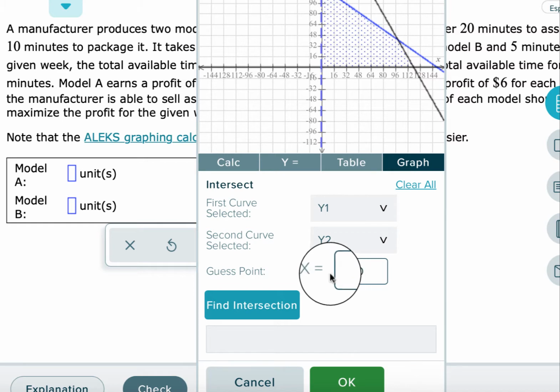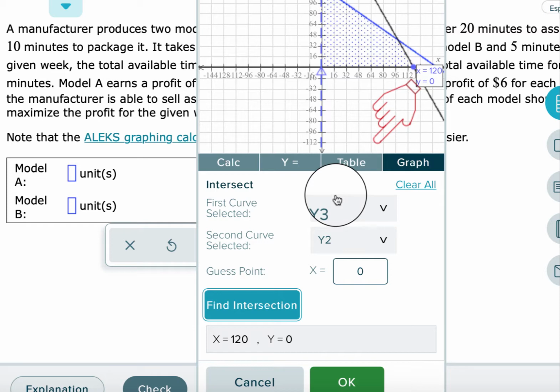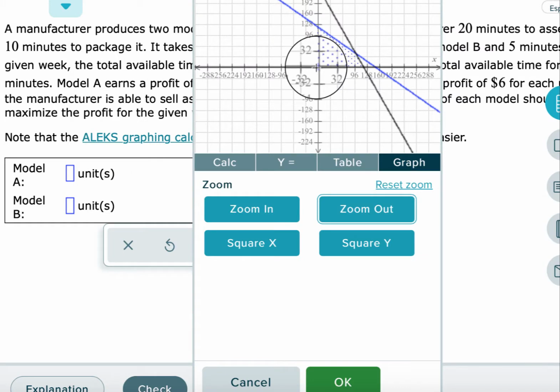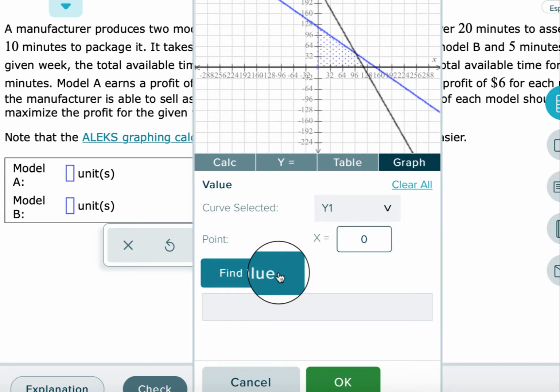All right, so we'll first find the intersection point. So the intersection point is 100, and then the intersect is 40. So let's capture both of those in MathType. So our third vertex is with the blue line, and that's going to be the y-intercept of the blue line. So we're going to find the value when x is equal to 0. And the blue line, I believe, was the first line. Yeah. So 0, 120 is going to be our third vertex, and we don't need to check 0, 0 for profit.